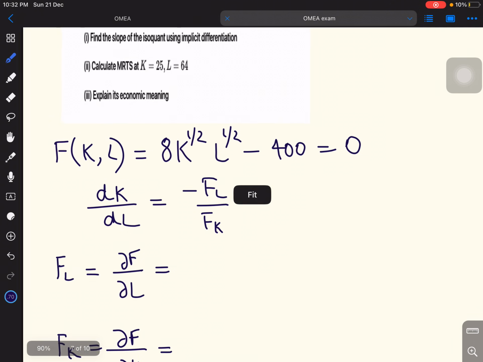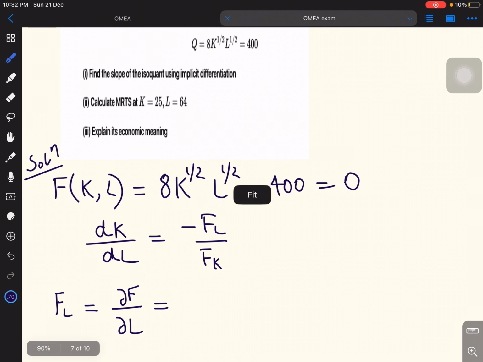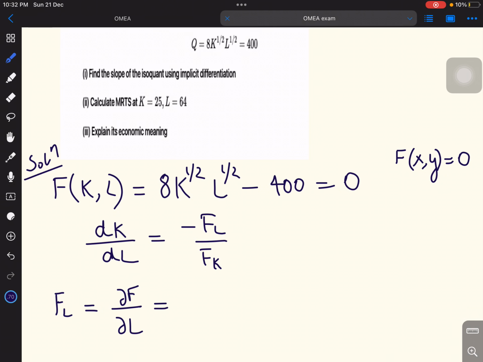Now the first step that needs to be done is writing the function in the form f(x, y) = 0. So we have to gather all the terms in one place, and the function will become 8K^(1/2) L^(1/2) - 400 = 0. This is important because we need to express it in the implicit form, which is f(x, y) = 0. So that is why this is a very important step to write.